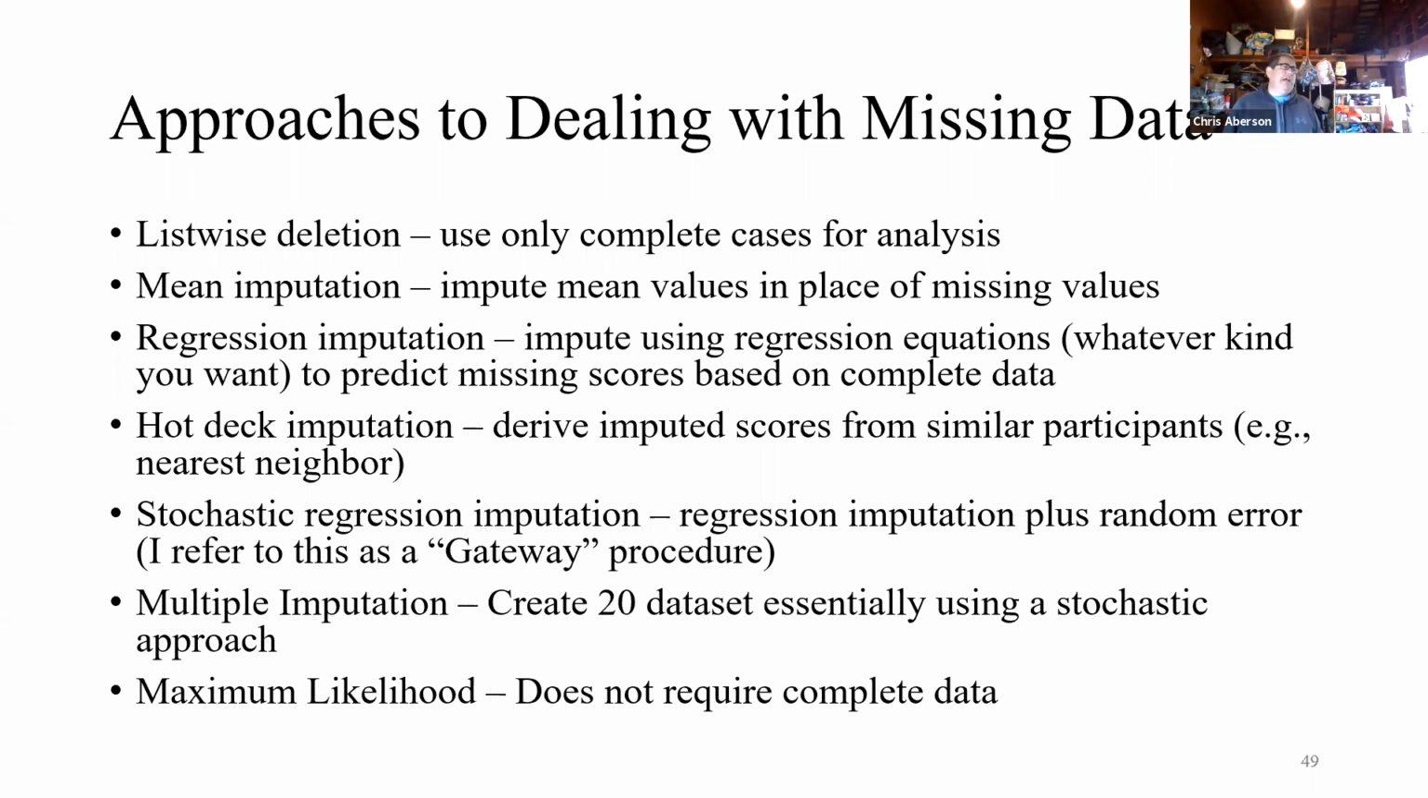Multiple imputation. Create 20 data sets essentially using a stochastic approach, and then there's other stuff in there. We start again, but it's based on this stochastic idea. Instead of getting one estimate, you get 20 estimates. Maximum likelihood. This is an approach where we actually don't need complete data to do our analyses. We're fine in maximum likelihood, and there's some caveats there. We're fine in maximum likelihood without complete data. The last two are certainly the state of the art now. This is what anybody schooled in quantitative should be using.